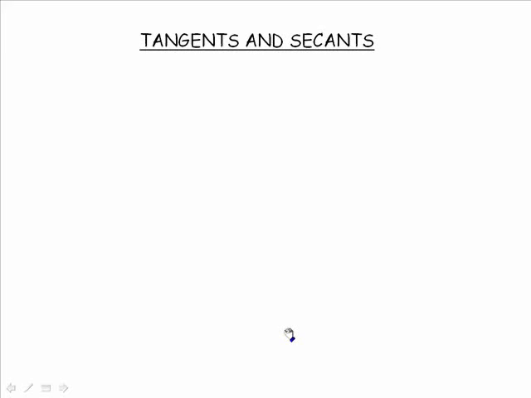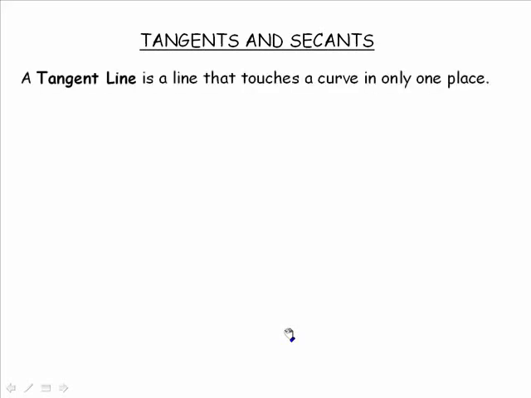Welcome to Math 31. This is a lesson on tangents and secants, which is the first lesson in the limits unit. So this gives us some necessary background into limits before we're able to go deeper and go further into that concept. Tangents, you would have seen this before earlier, probably Math 20.